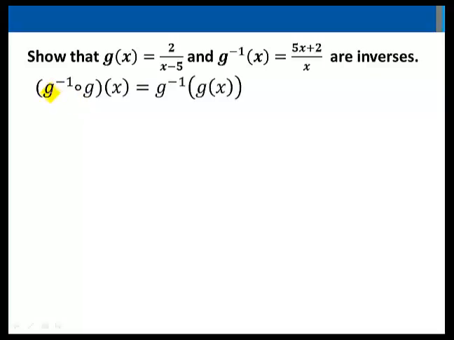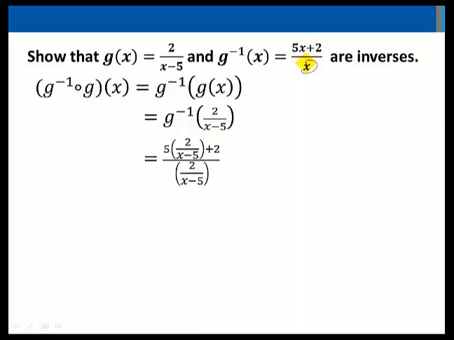So we'll find g inverse composed with g of x, which is equal to g inverse of g of x. Here for g of x, I'll substitute the 2 over x minus 5. To find g inverse of 2 over x minus 5, wherever I have an x in g inverse of x, I want to replace that with 2 over x minus 5, and then we'll simplify. In the numerator, I'll take 5 times 2 to get 10, and I'll get the 2 over the denominator of x minus 5 by multiplying it by x minus 5. So we can simplify a bit.